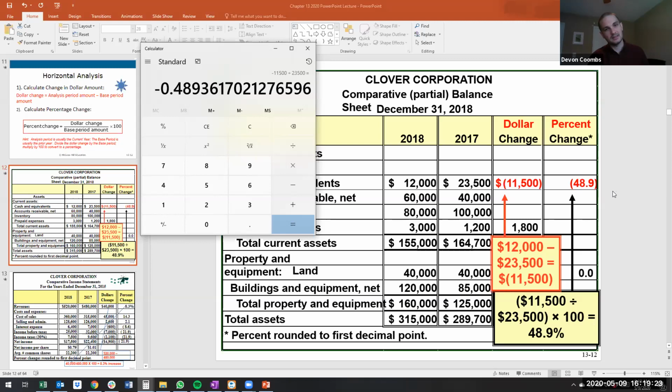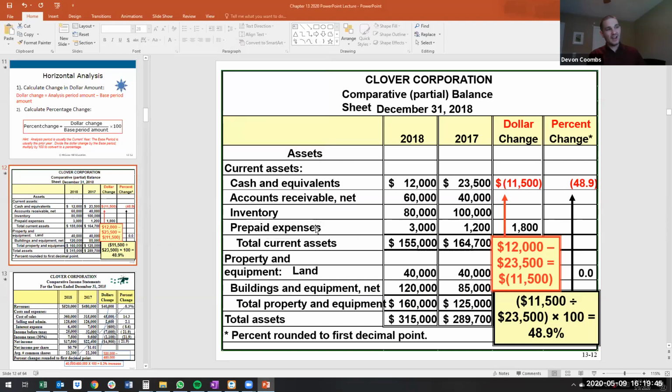When it's in brackets, that means a decrease. So this is a percentage. We can make it more of a true percentage amount by just multiplying that by 100. So this is 48.9%, a 48.9% decrease in cash. And now we can see, based against other companies, how much their cash has increased or decreased and make comparisons.